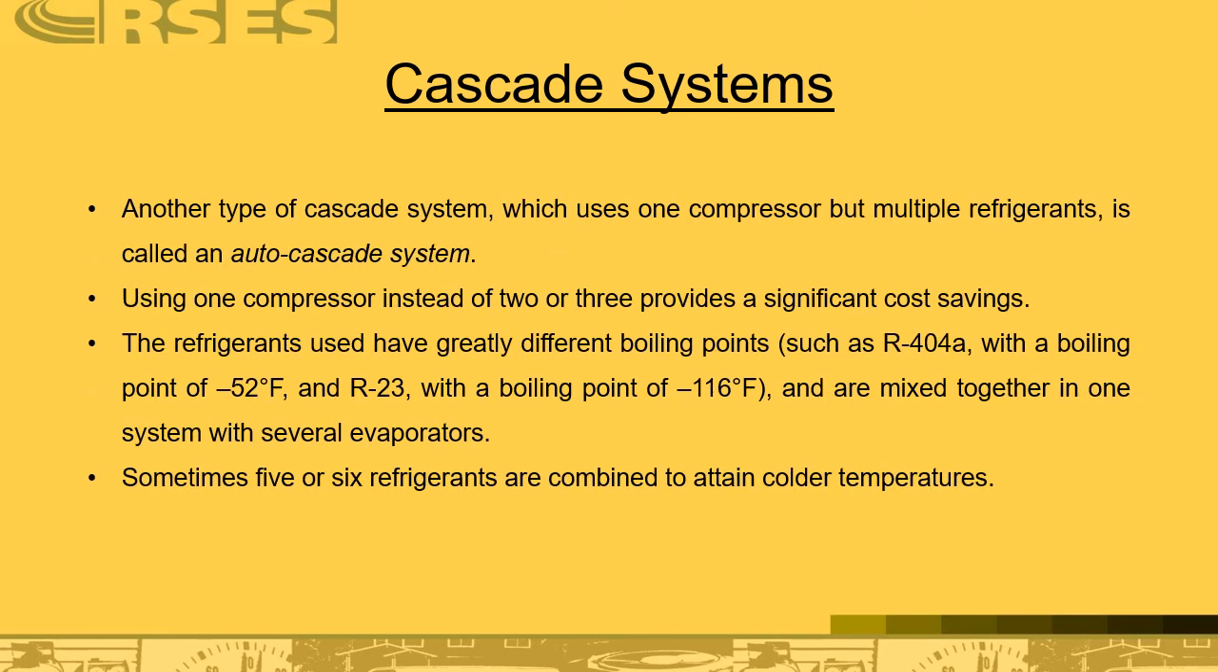Another type of cascade system which utilizes one compressor but multiple refrigerants is called an auto cascade system. Using one compressor instead of 2 or 3 provides significant cost savings. Refrigerants with a greater difference in boiling points, such as R404A with a boiling point of -52 degrees Fahrenheit, and R23 with a boiling point of -116 degrees Fahrenheit, are mixed together. Technically, this is a blend with several evaporators. Sometimes 5 or 6 refrigerants are combined to obtain colder temperatures.